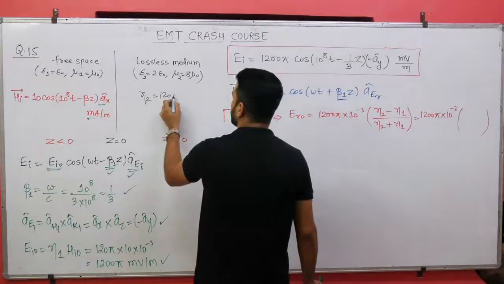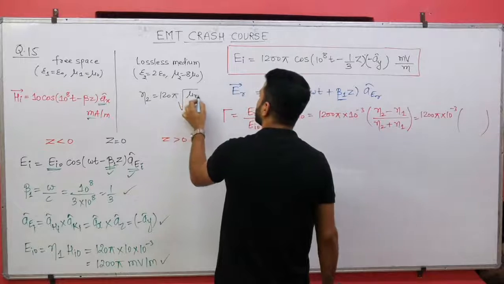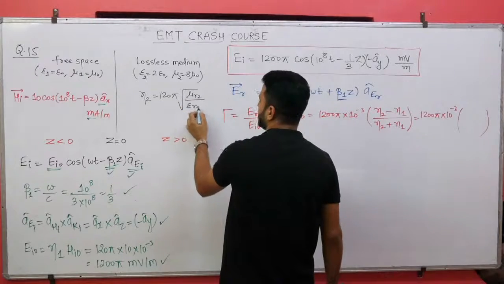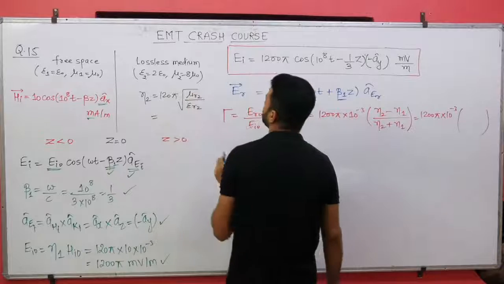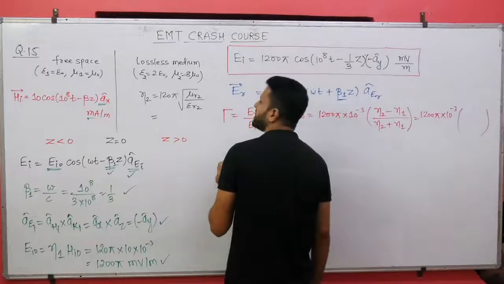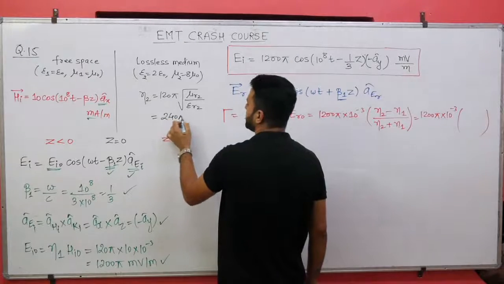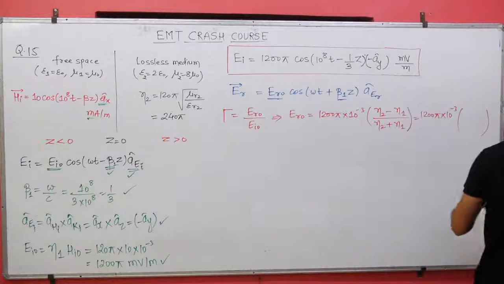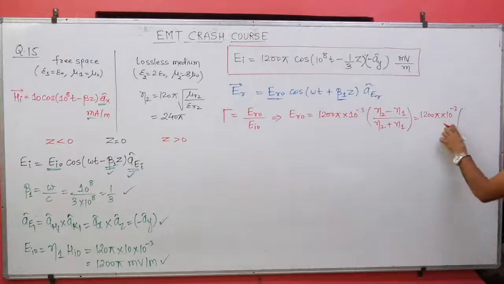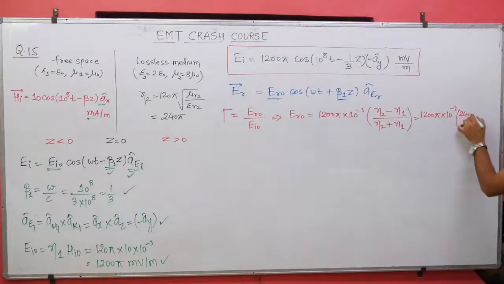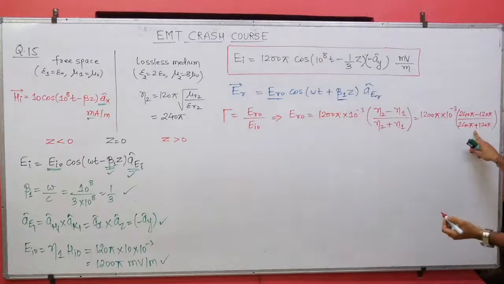you know that for the lossless medium it is 120 pi root over mu r2 divided by epsilon r2. So mu r2 is 2, epsilon r2 is 8, 8 divided by 2 is 4, and root over 4 is 2. So this is 240 pi. We write here 240 pi minus 120 pi divided by 240 pi plus 120 pi. So this will be 1 by 3, because 120 divided by 360 is 1 by 3.